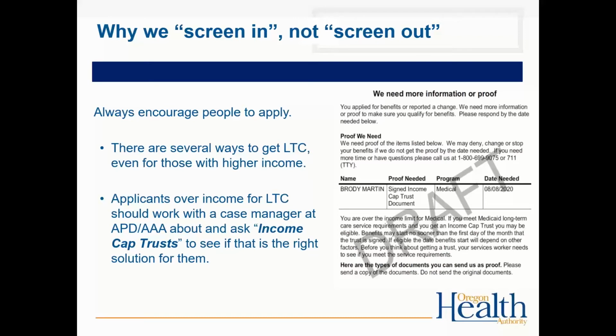Oh, Janelle, I just wanted to make sure that the message is that many people, even with higher income, can be eligible for long-term care. It looks different for different income levels, but there's sort of a tiered process to make sure that people can get those services if they need them. And people should always apply, regardless of their income, because there are many creative ways that the state sets up to make sure people are taken care of when they have those service needs. Yep.